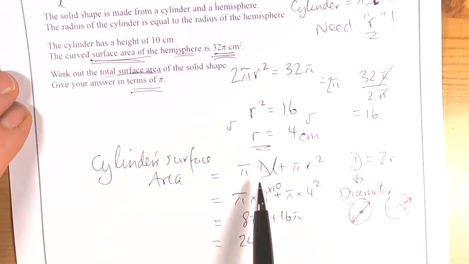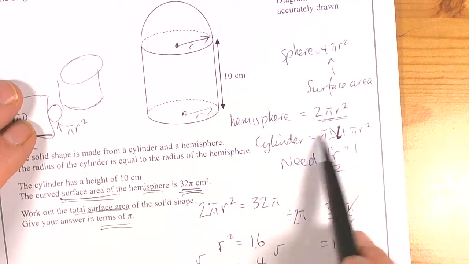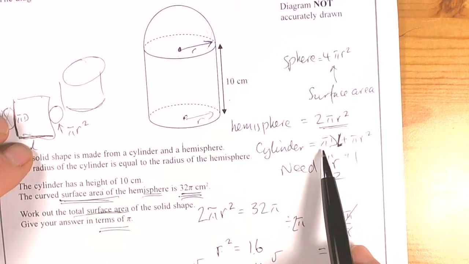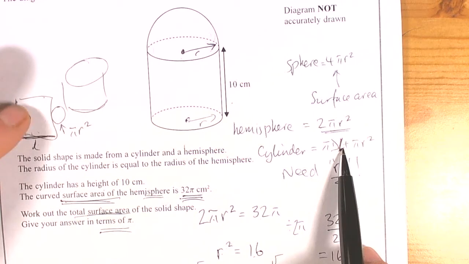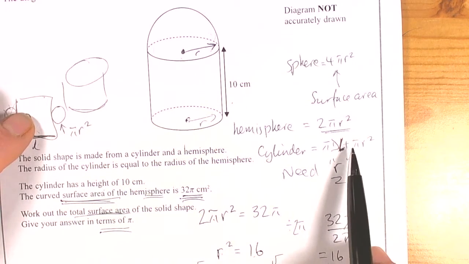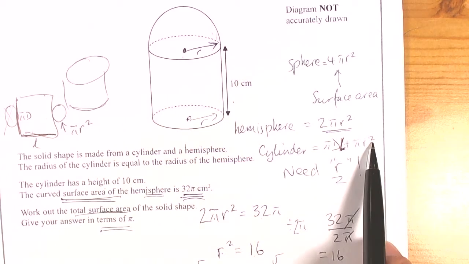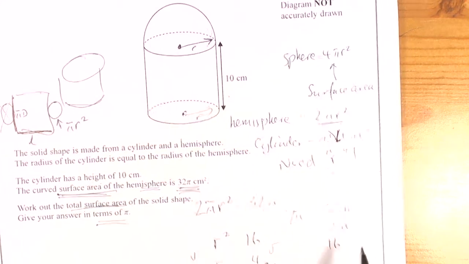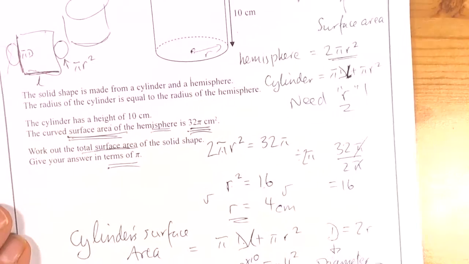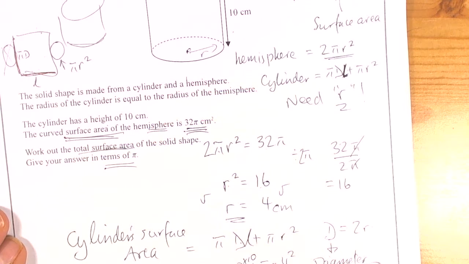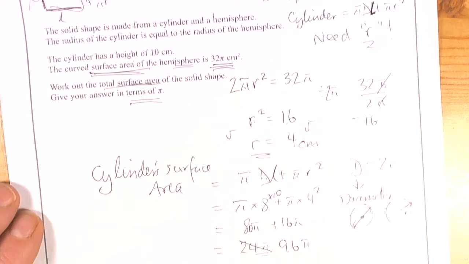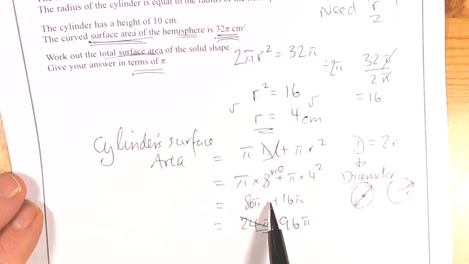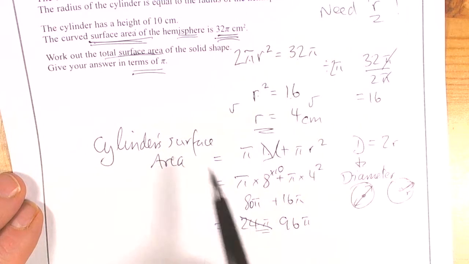So the formula for the surface area of the cylinder I wrote down wrongly to start with, but I've checked myself, and pi dl is the surface area of the curved surface, plus pi r squared. So this should be 80 pi, and when I do 80 plus that I get 96 pi. Okay, so I've checked myself, that should be 80 pi, that should be 16 pi. When I add those together I get 96 pi, and that's for the cylinder.